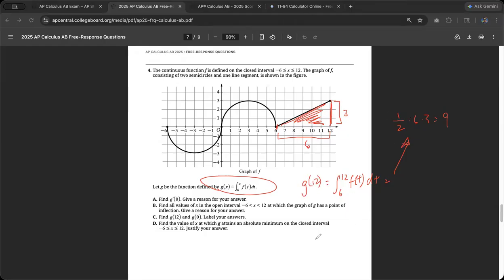Now g of 0, we got to keep in mind this is now going backwards. 6 to 0 is going backwards, so this is now a negative value. We have a radius of 3. Okay, so f of t dt. Okay, now we go pi r squared, and we cut that in half, right? R is equal to 3, so we have pi times 9 over 2. That's going to eventually be 9 pi over 2, or you can say 4.5 pi.